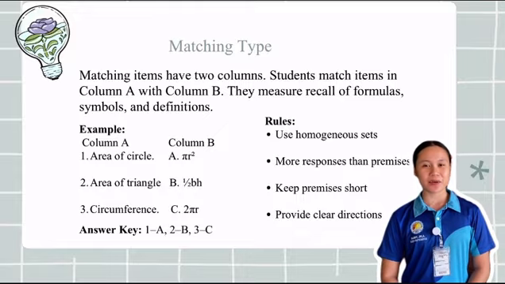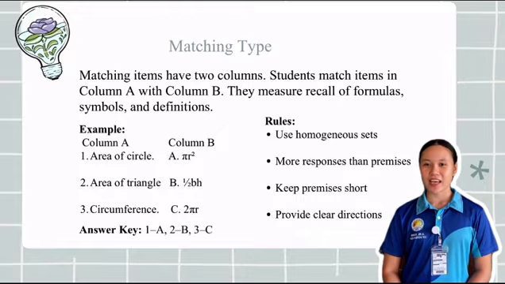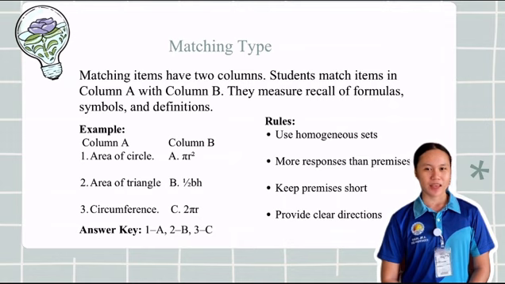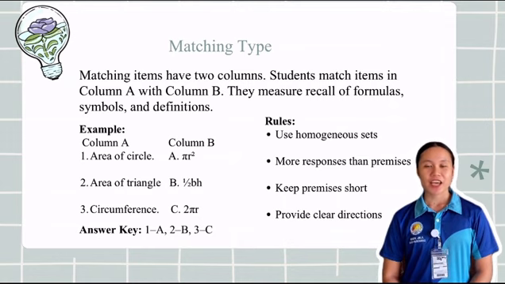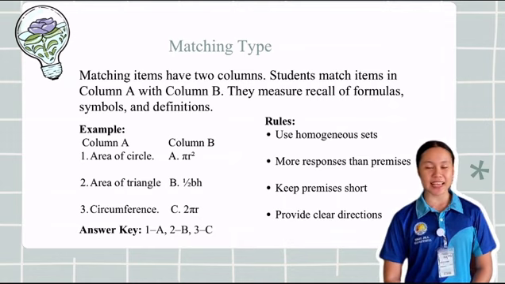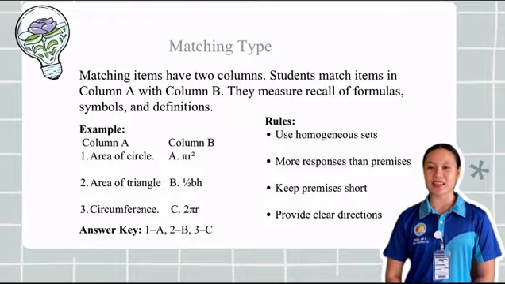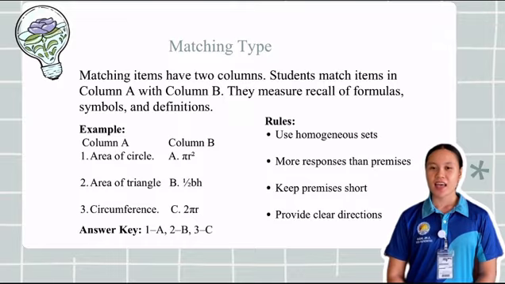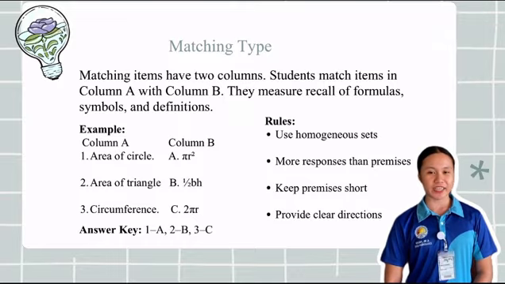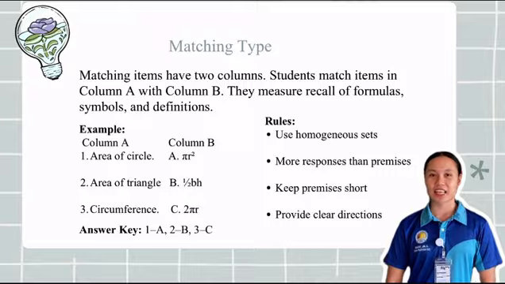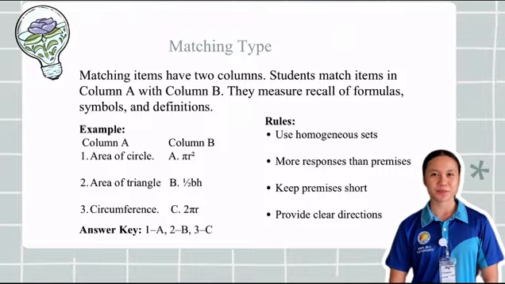In constructing matching type items, there are rules to follow. The first one is use homogeneous sets, more responses than premises, keep premises short, and provide clear directions.